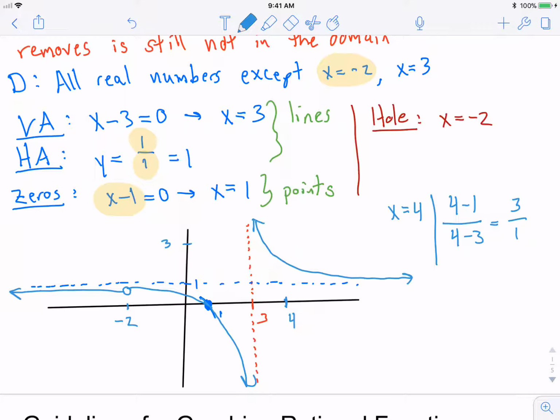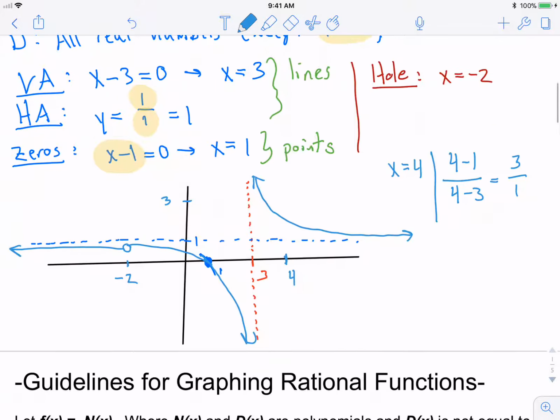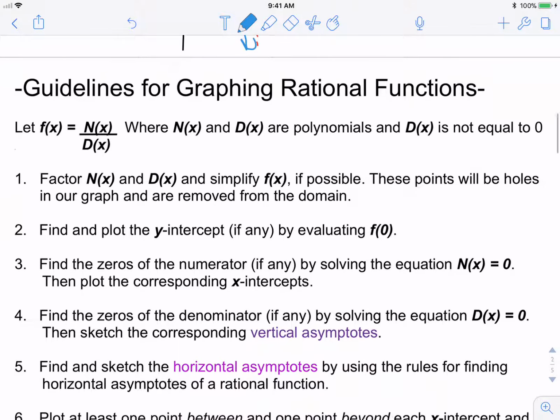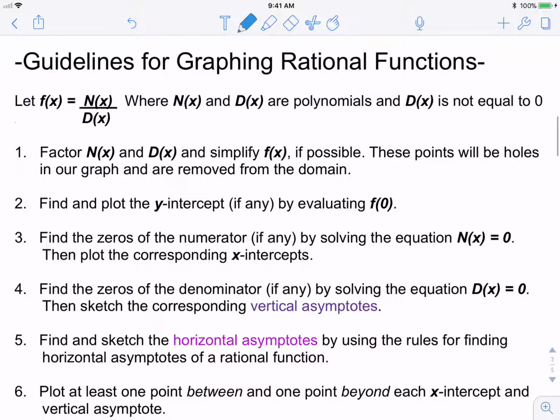Now that that's in place, we have this graph done nice and easily. And we were able to use our rules since we simplified this function and got rid of the common factors. We can write out some guidelines for graphing rational functions. They're a bit long, so we'll go through them slowly and we'll highlight the important parts.